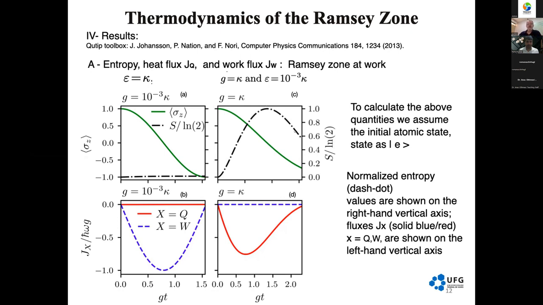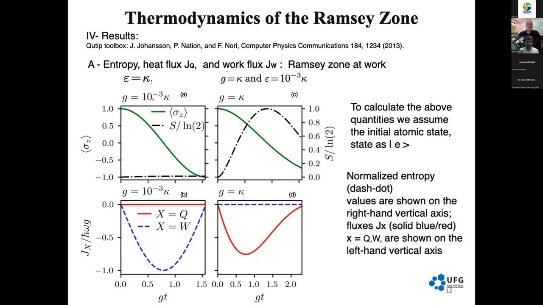And we expect that in this case, there is no work because there is only heat being exchanged with the field. So we have a non-null value for the entropy. In this case now, the work is null because the atom gets entangled with the environment, and now heat is being produced. Okay.